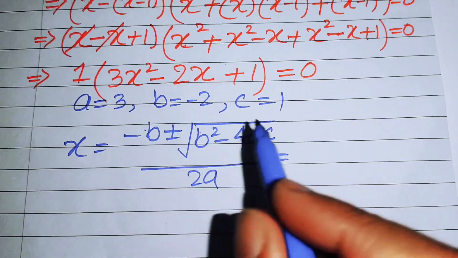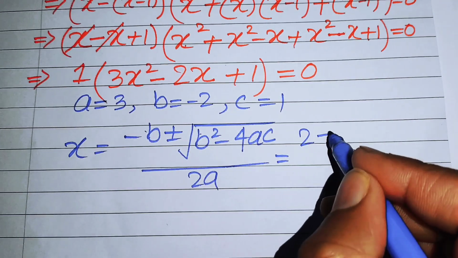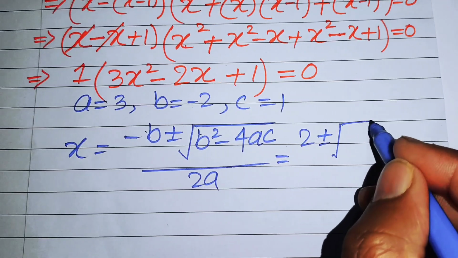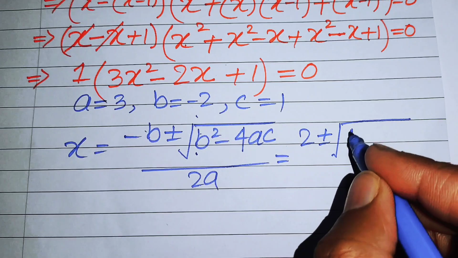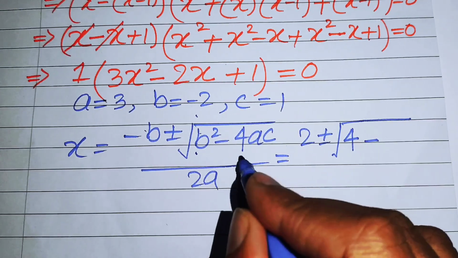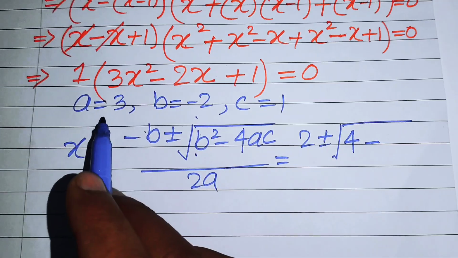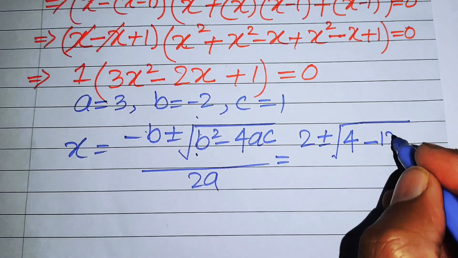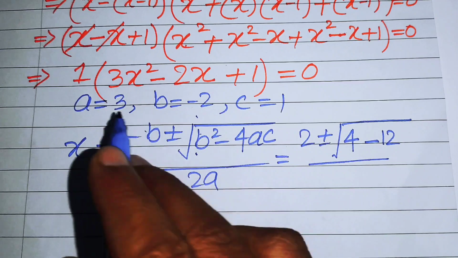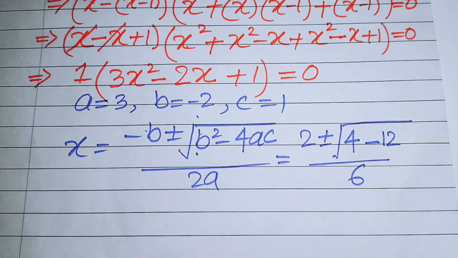So this minus times of minus becomes plus 2, and plus minus square root of b square. So our b is minus 2, and minus 2 square will be 4, minus 4 times of AC. A is 3 and C is 1. So 3 times of 4 is 12. And it is divided by 2 times of 3 is 6.